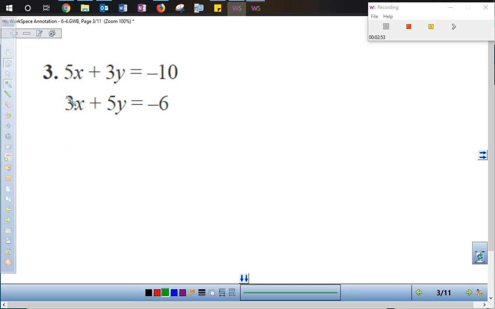Now using multiplication, I cannot easily turn a 3 into a 5, because 3 times 1 is 3, 3 times 2 is 6, 3 times 3 is 9. I don't get 5 as a result. So using multiplication, I cannot turn one of these into the other. The same thing goes with y, because we also have the same coefficients there. So to be able to solve this, we actually have to manipulate both of our equations and get both of our coefficients to equal the same number.